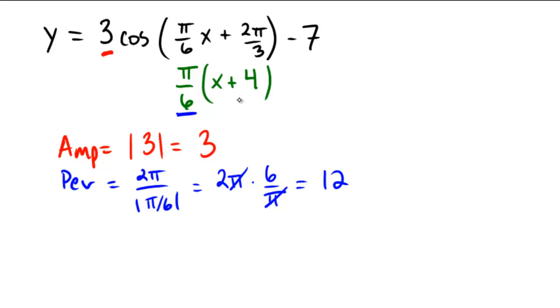And finally, the phase shift is the opposite of the number located right there. So in this problem, our phase shift is the opposite of plus 4, which is the number negative 4. So negative 4 is the phase shift.